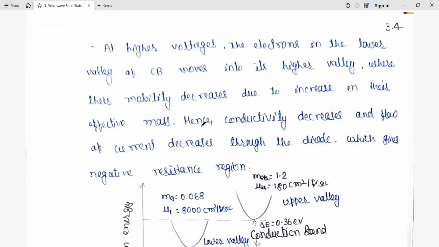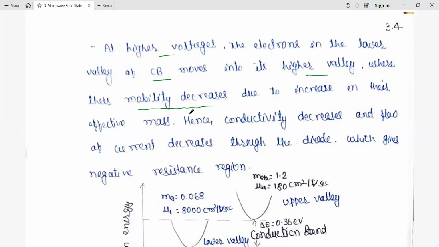At higher voltage, the electrons in the lower valley of the conduction band are going to move to the higher valley. Initially, when voltage is given, it is moving from the valence band to the conduction band. This is the normal behavior. It is going to the lower valley. And further, if you increase the voltage, it is going to move from the lower valley to the higher valley. In the higher valley, what is happening? Mobility is going to decrease. So here mobility is going to decrease.